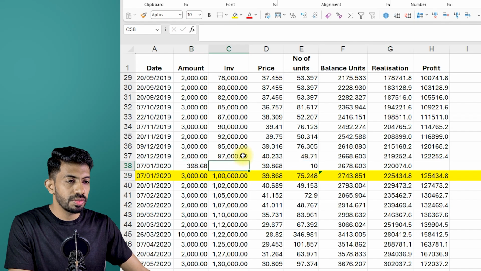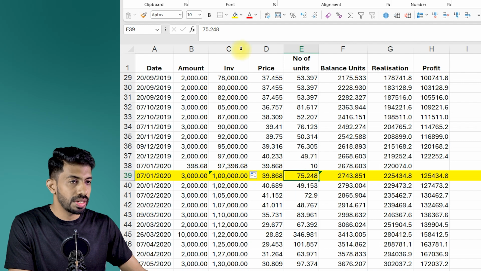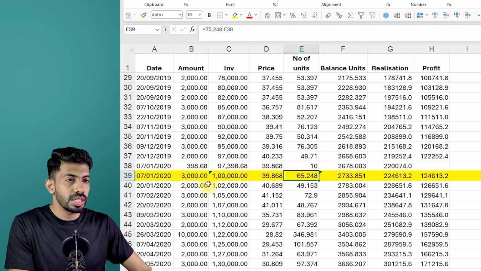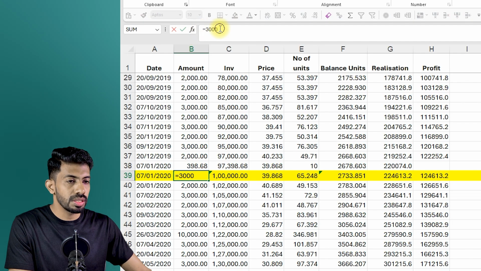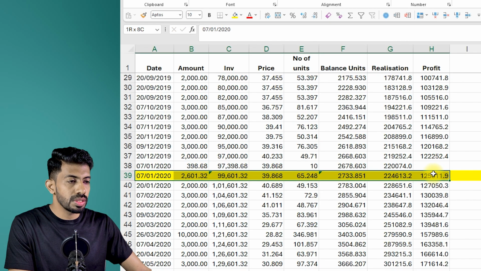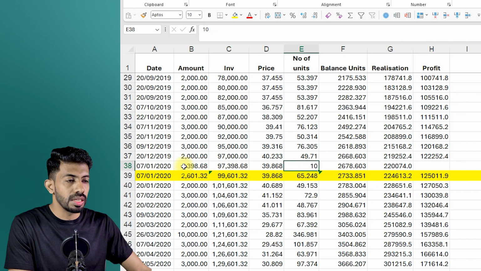So my cumulative investment will also change. Once I sell these 10 units, I won't have the entire 75 units left. So what I will be left with is this 75 minus 10. And my investment amount will also change. Out of the total 3,000, I'm already selling investments worth 398. So what I'm left with is only worth 2,601. I have split the total number of units that I bought in Jan 2020 in two different lines, out of which I am planning to sell only 10 initially.